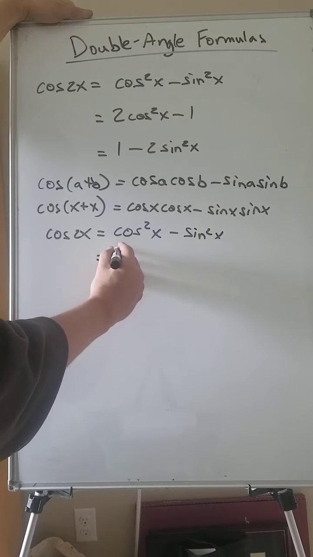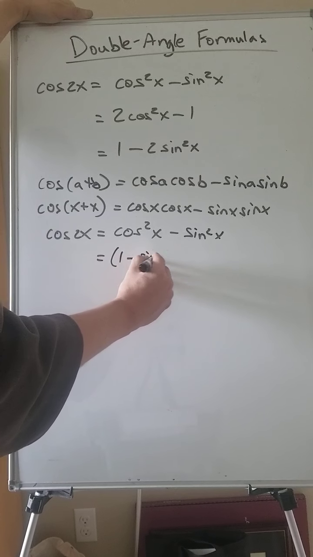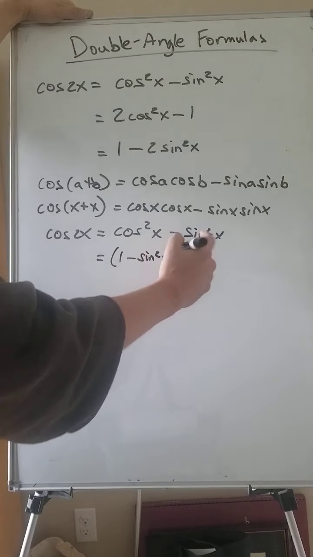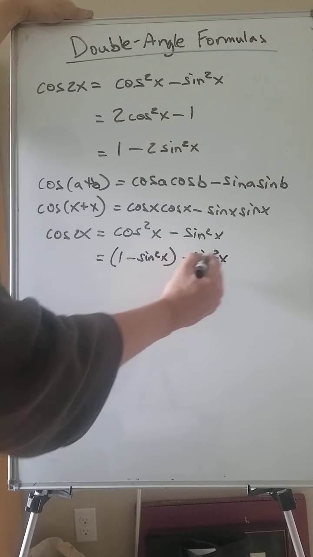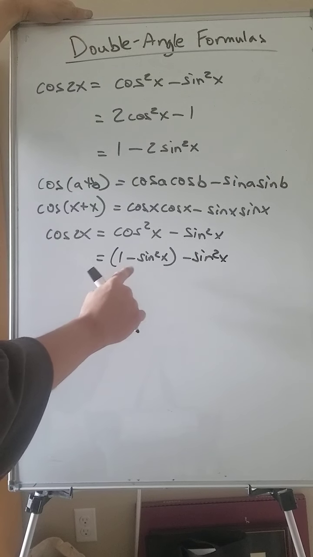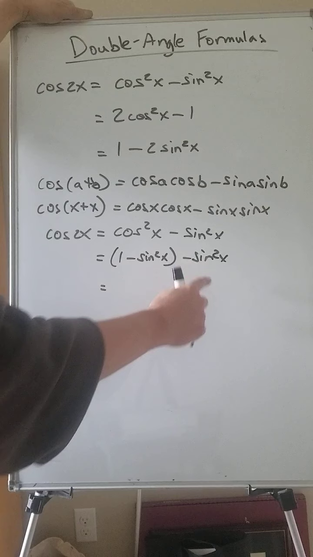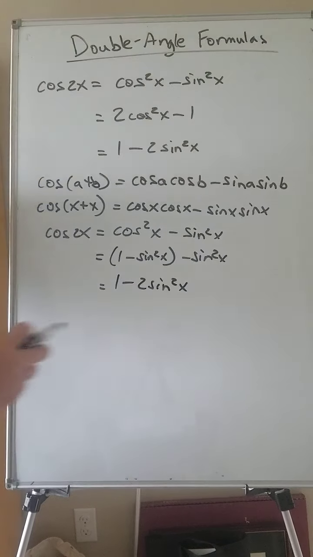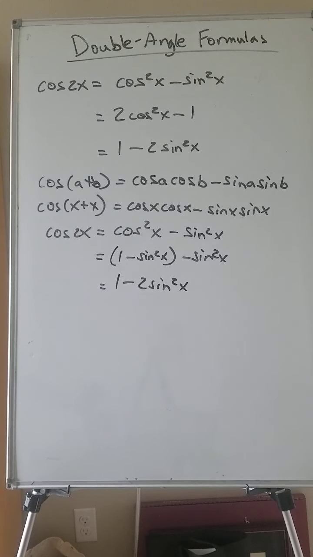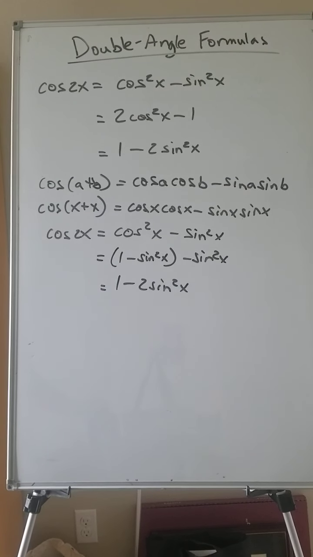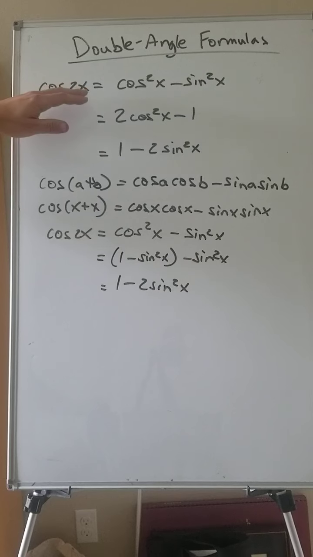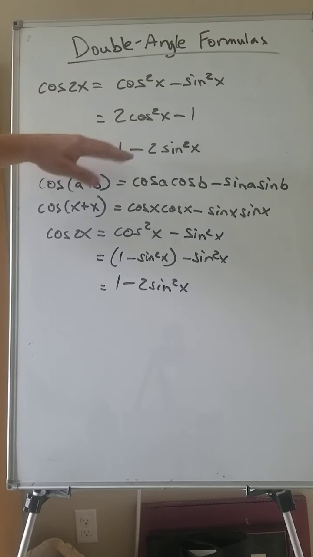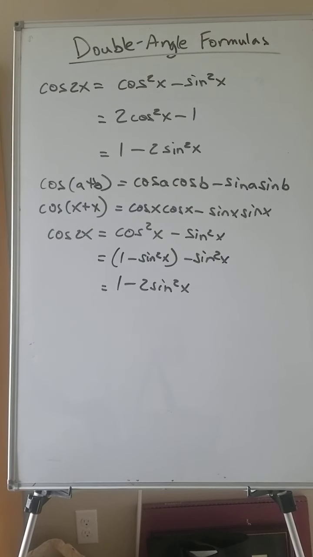What can I replace cosine squared with? That's the same thing as 1 minus sine squared x, and then I still have minus sine squared x. And so, well, I have a negative sine squared and another negative sine squared, so I have two of those. So this is 1 minus 2 sine squared x. So the double angle formula for cosine has three versions depending on what you're doing. Sometimes it matters which one you choose to use. Sometimes it makes no difference whatsoever.